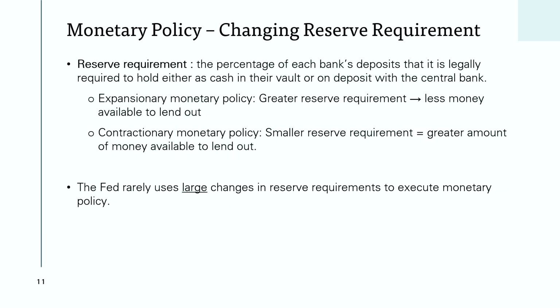Another tool is changing the reserve requirement. The reserve requirement represents the percentage of deposits a bank must hold, either as vault cash or as reserves at the central bank. If the Fed raises the reserve requirement, banks must hold more of their deposits and therefore have less money available to lend. This reduces the supply of credit and slows the economy, making it a contractionary policy.